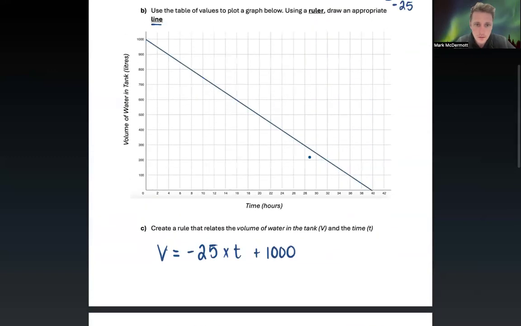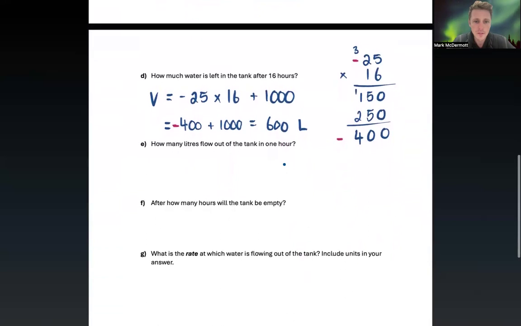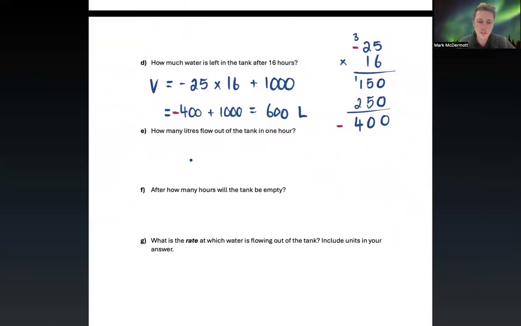And let's just go look at our graph. 16 hours, 600 liters. So that looks about right there. How much water flows out of the tank in 1 hour? Well, hopefully, if in 2 hours 50 liters goes out of the tank, in 1 hour there's going to be 25 liters out of the tank. Okay, and this is assuming that the whole thing is linear, which it is.